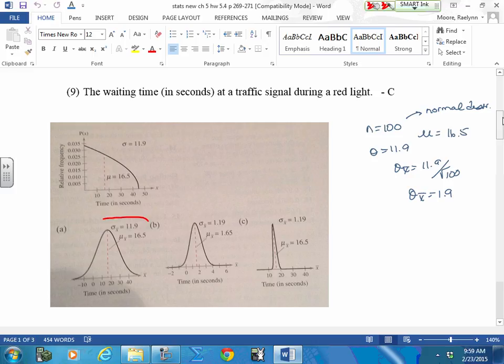Look at the means. The means are all the same. What has changed? It's the standard deviation. Where? It's on the distribution, on the side of the picture. Inside in here? No.